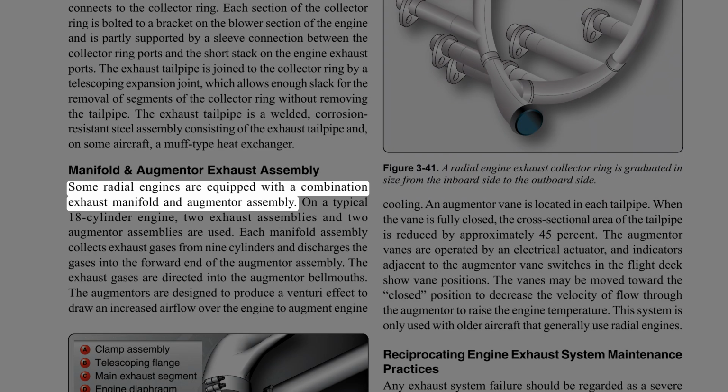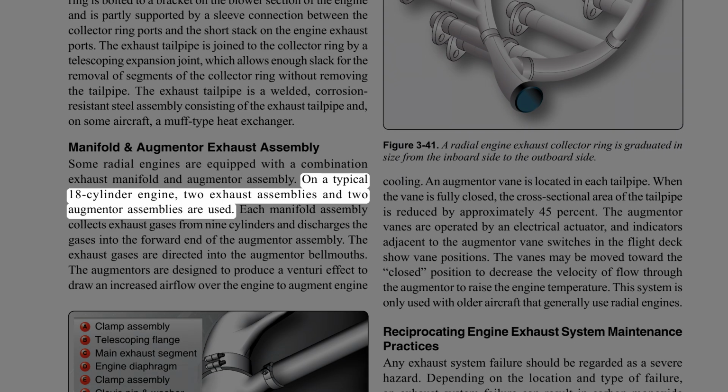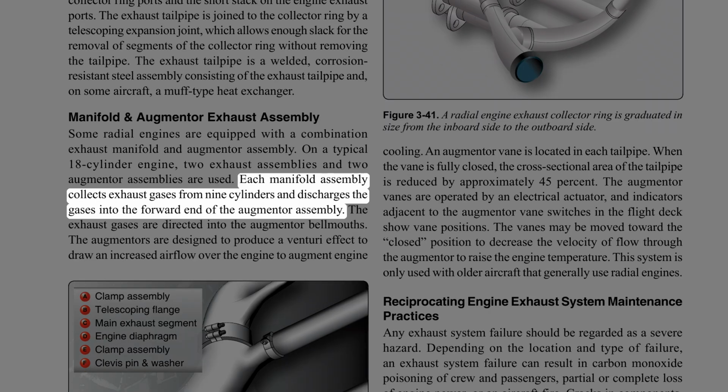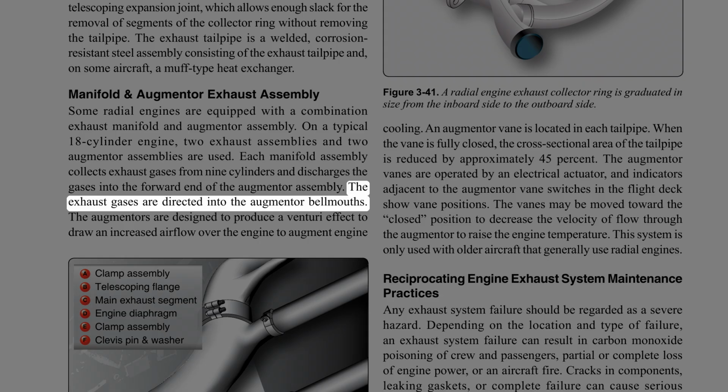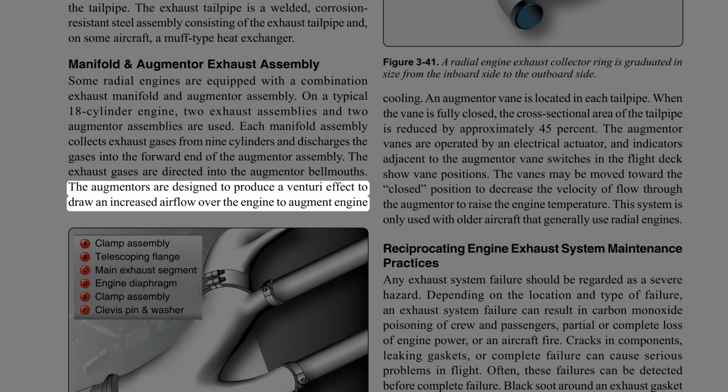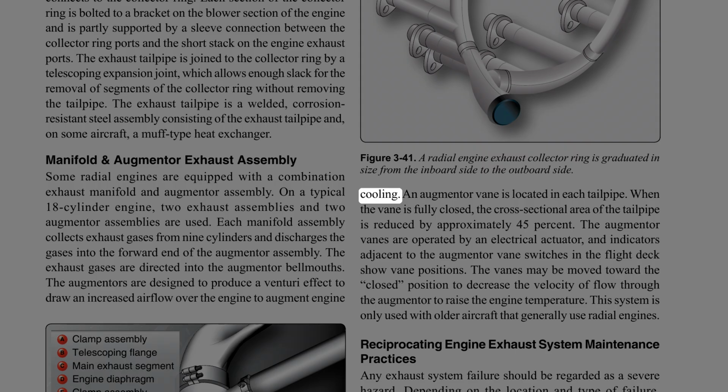Manifold and Augmentor exhaust assembly. Some radial engines are equipped with a combination exhaust manifold and Augmentor assembly. On a typical 18-cylinder engine, 2 exhaust assemblies and 2 Augmentor assemblies are used. Each manifold assembly collects exhaust gases from 9 cylinders and discharges the gases into the forward end of the Augmentor assembly. The exhaust gases are directed into the Augmentor bellmouths. The Augmentors are designed to produce a Venturi effect to draw an increased airflow over the engine to augment engine cooling.